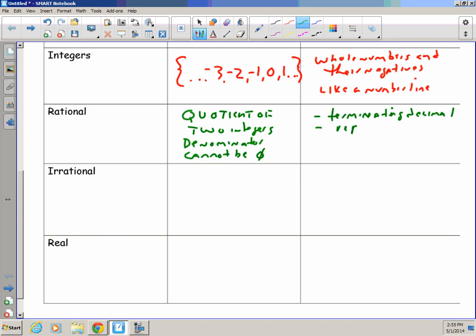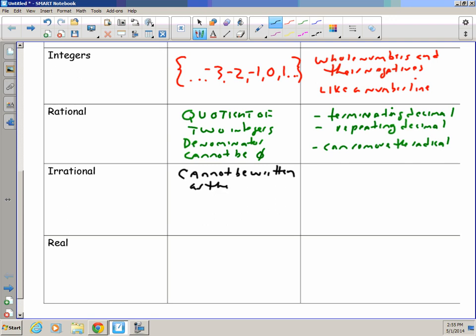A repeating decimal, or where we can remove the radical. Okay? Irrational numbers are those that cannot be written as the quotient of two integers.